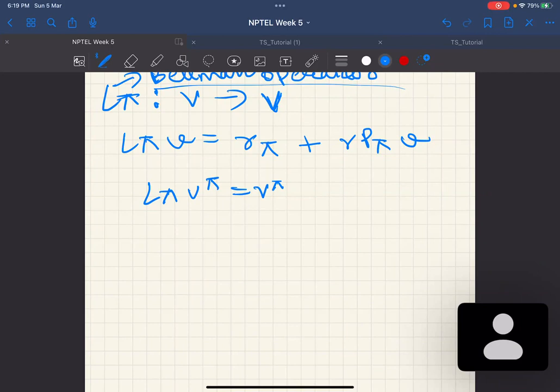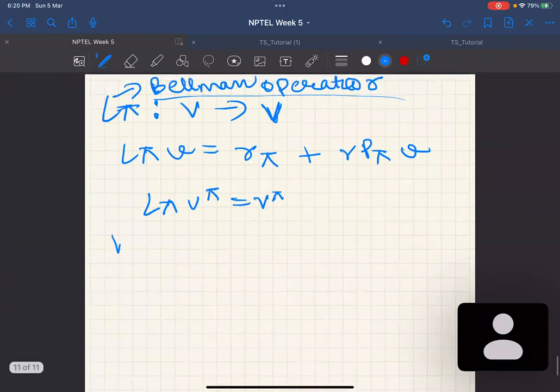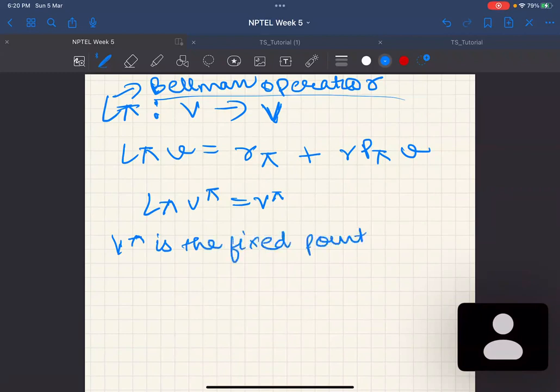You got it? I take V pi. If I apply L pi on it, it goes to some point. Again I apply L pi on it, it goes to some point, and then again and again. After some time, it will stay on the same point. That is called the fixed point. You got it? Yes. So V pi is the fixed point of L pi.